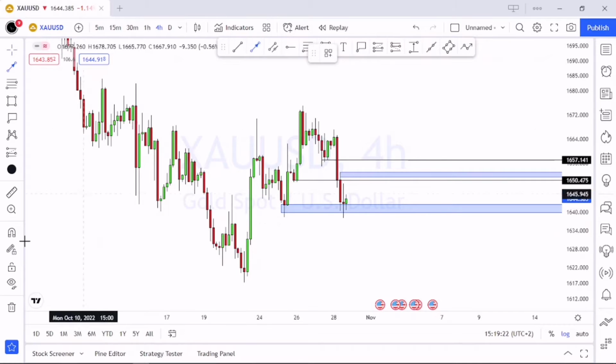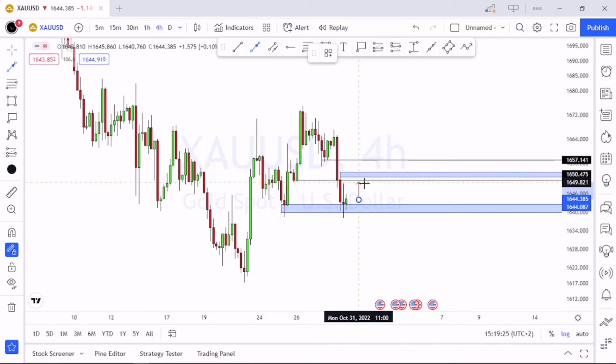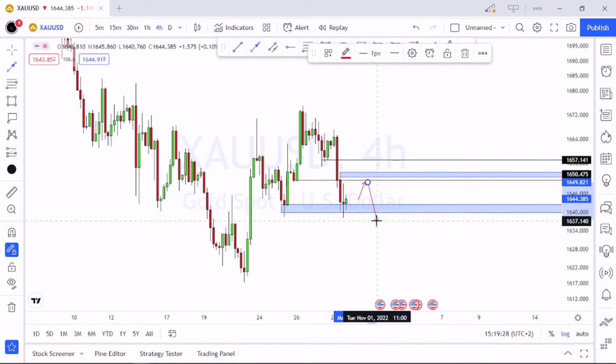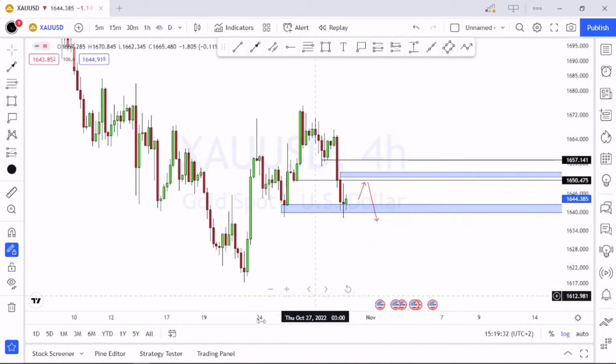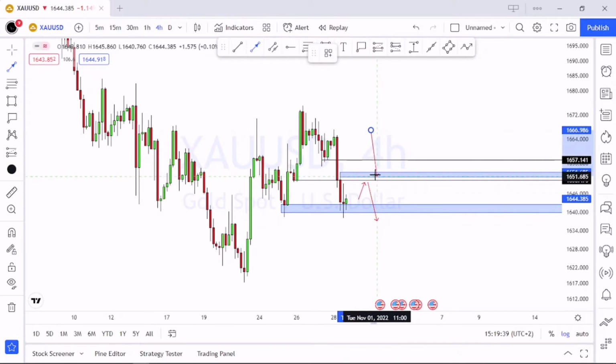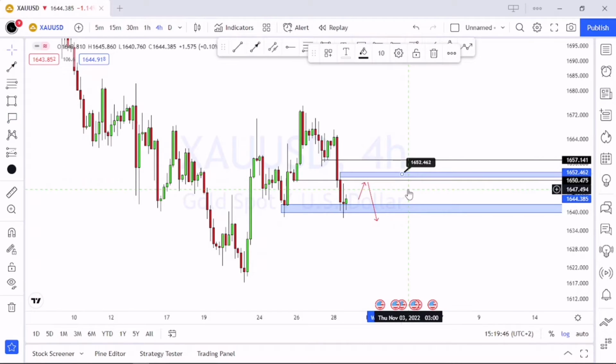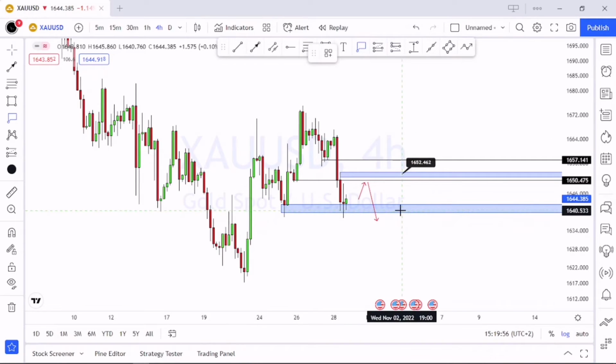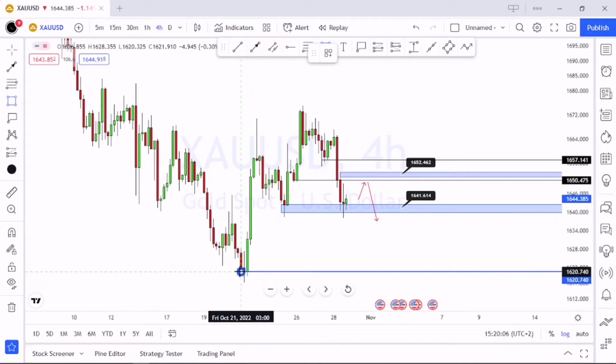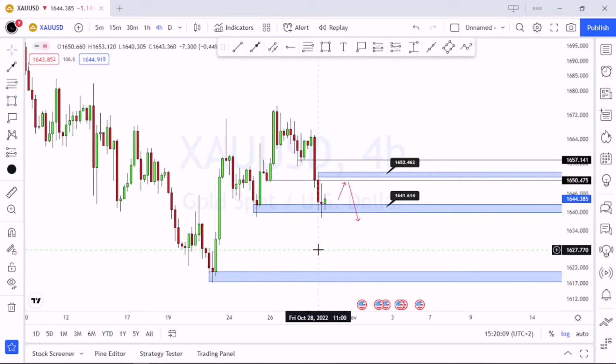So if we can get a pullback in and around this area right here and a reaction going back down, we would like to see a reaction in this area right here. Let me just mark it as 1652.46. So if you can get a reaction from this area or a deeper pullback, then start looking for that continuation sell. But even if we break this level right here at 1641.641, then we can be looking for continuation sells coming back right down to this low, you know. So we'll see how it happens.